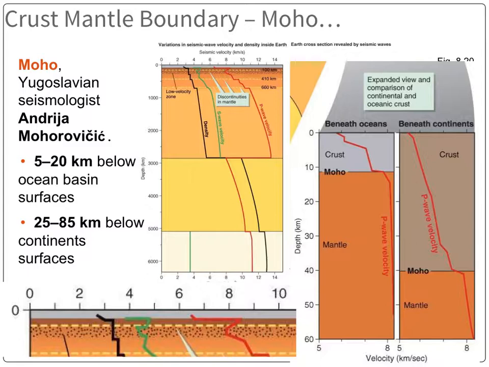In particular, we've talked about the boundary between the inner core and outer core, and the boundary between the outer core and the mantle. We can also use these seismic data to get an idea of how far down the crust goes.